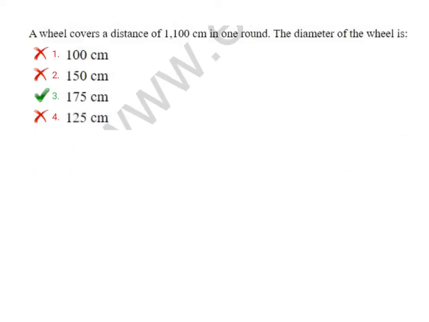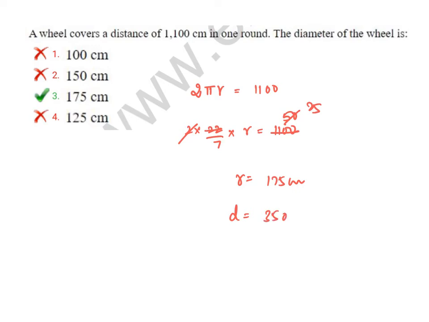A wheel covers a distance of 1100 in one round. The diameter of the wheel? So one round is nothing but perimeter. 2 pi r is equal to 1100. 2 into 22 by 7 into r is equal to 1100. 22 ones are 22, 50s are, ones are 25s are. R is equal to 175 centimeter. He is asking you diameter. Diameter must be 350 centimeter, but he is giving you 175 as the answer. So he did not mean it is diameter. He means it's radius only.